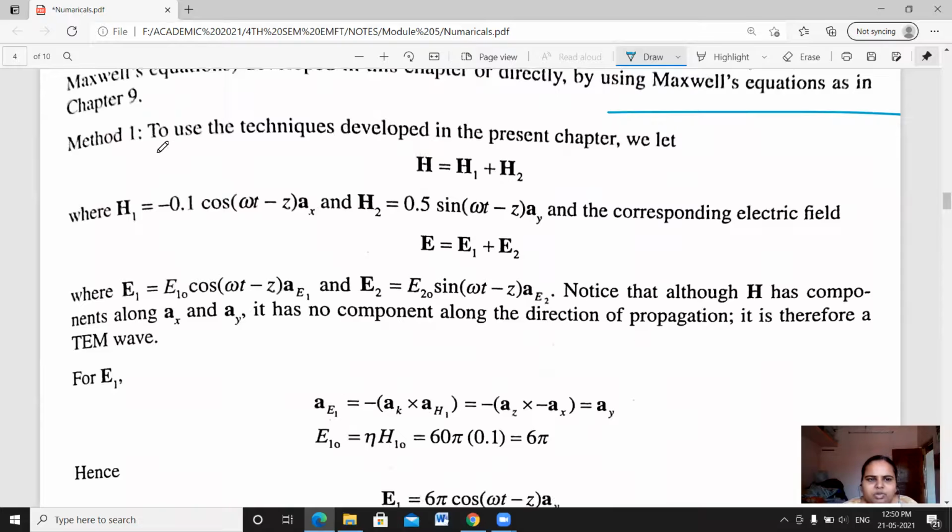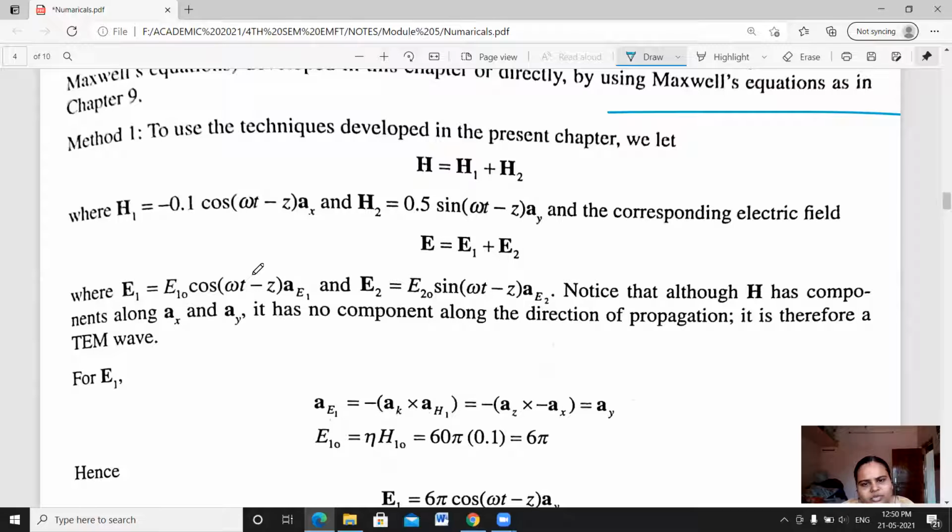Method one is to use the techniques developed in the present chapter. H is going to be equal to H1 plus H2. In this case, it's given as two terms, where H1 is the first term, minus 0.1 cos(omega t minus z) into ax, and H2 is 0.5 sin(omega t minus z) into ay, and the corresponding electric field also has two terms, that is E equals E1 plus E2.